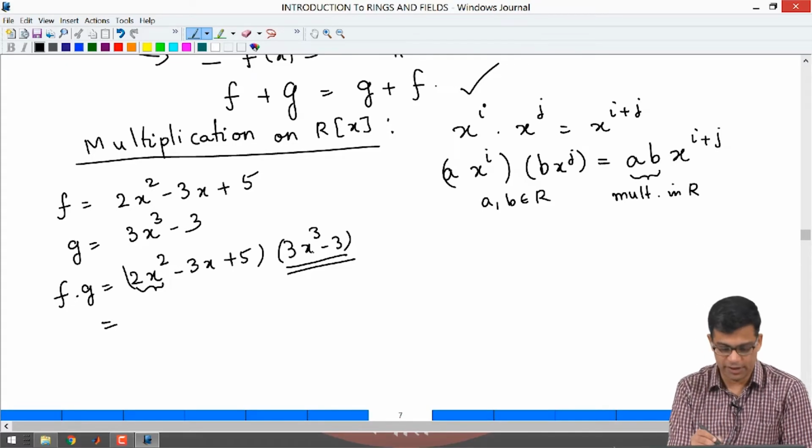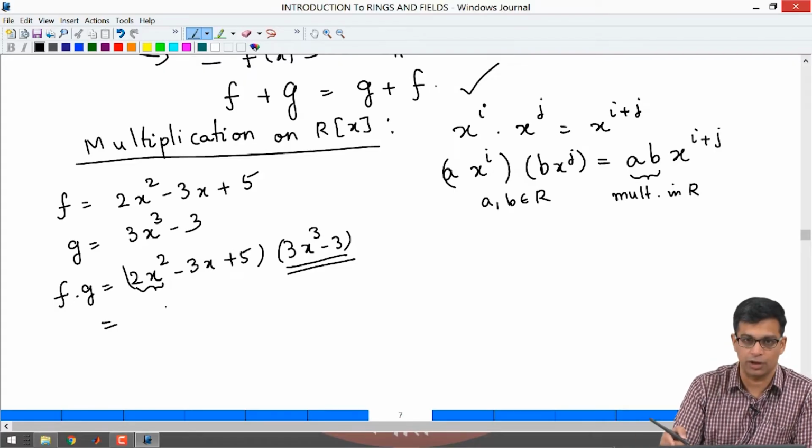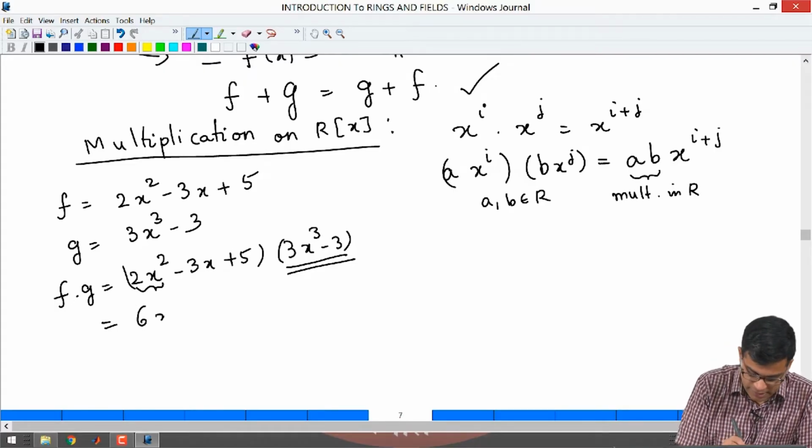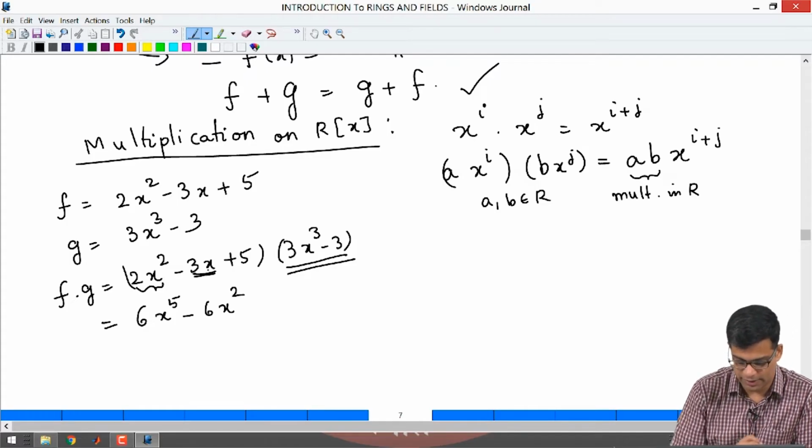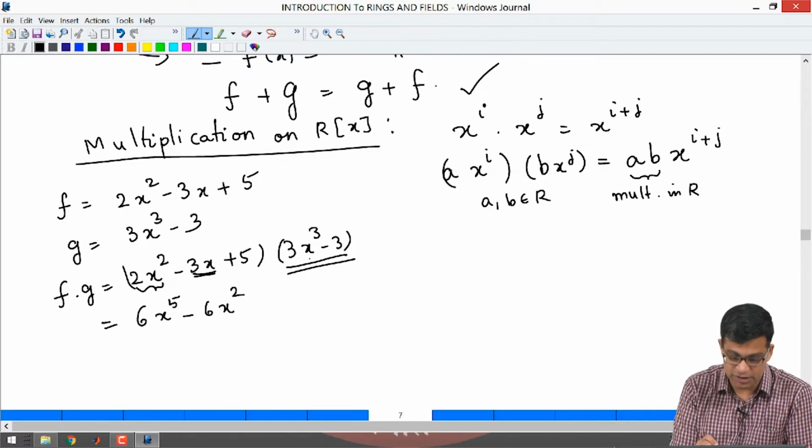2x squared times 3x cubed is, because of the rule that I wrote here, 6x^5. Next I will multiply this with minus 3. So, I get minus 6x squared. So, I have taken care of 2x squared. Next I look at 3x. So, minus 3x times 3x cubed.